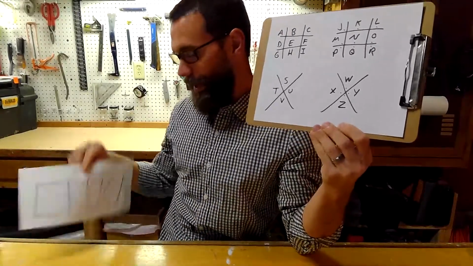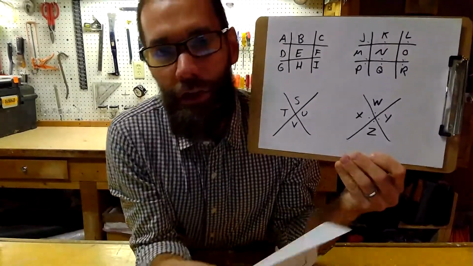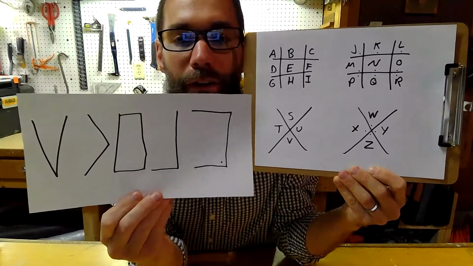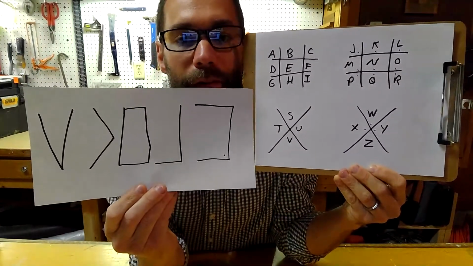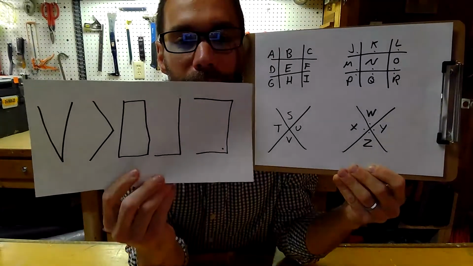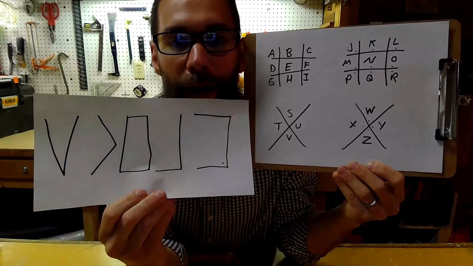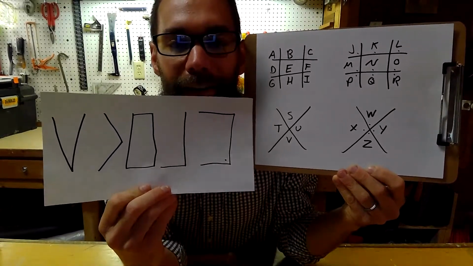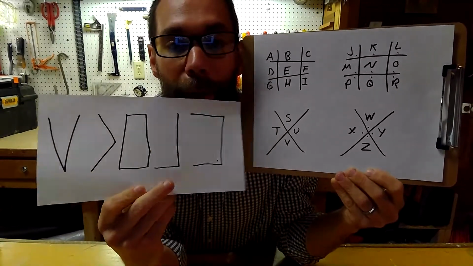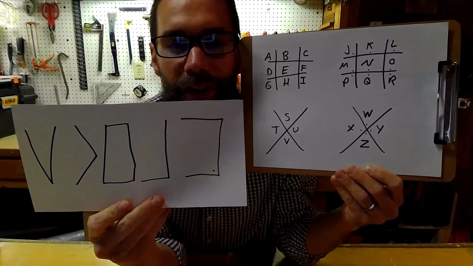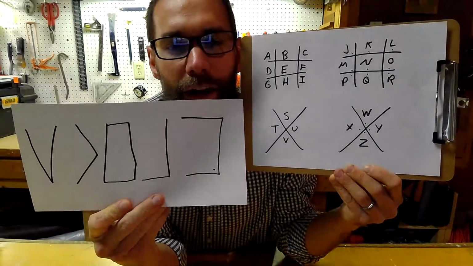Let's see if we can decode this message. Now, the message will look like a V, a backward C. This middle symbol is supposed to be a square, but you can see I need to work on my art skills. But in any case, that's a square in the center. And then we have a backwards L, and then we have sort of a C-shaped object there with a dot in the bottom corner.